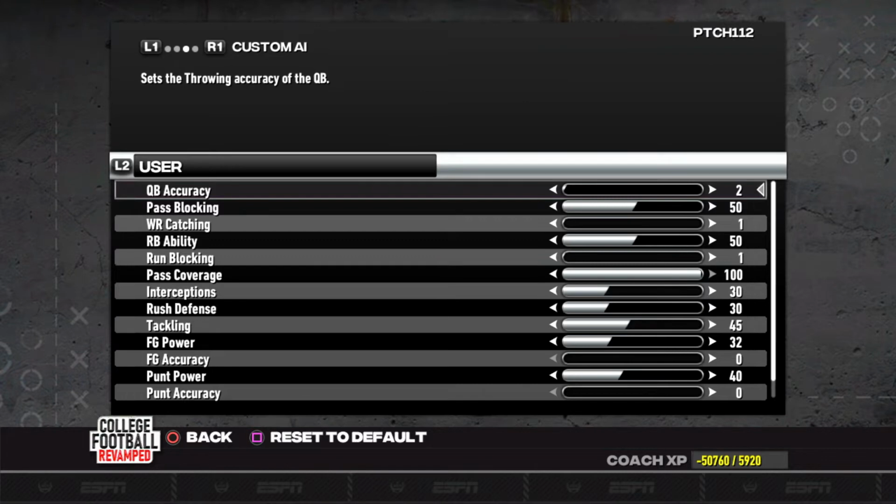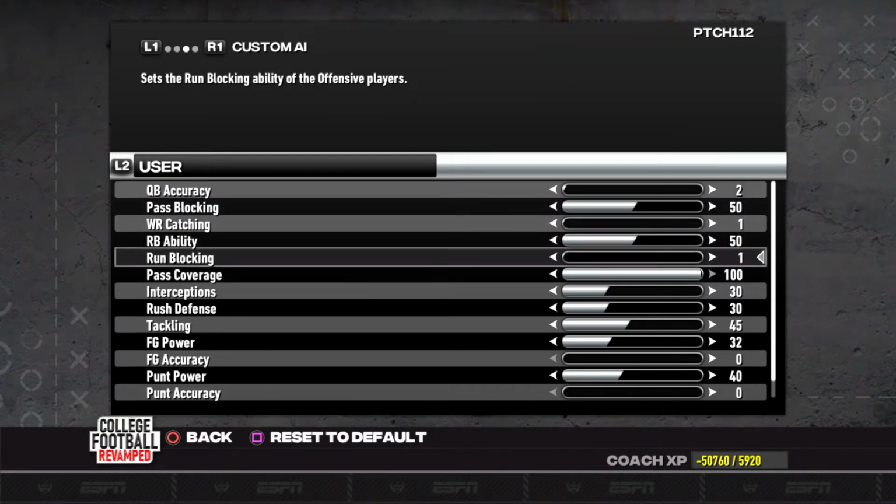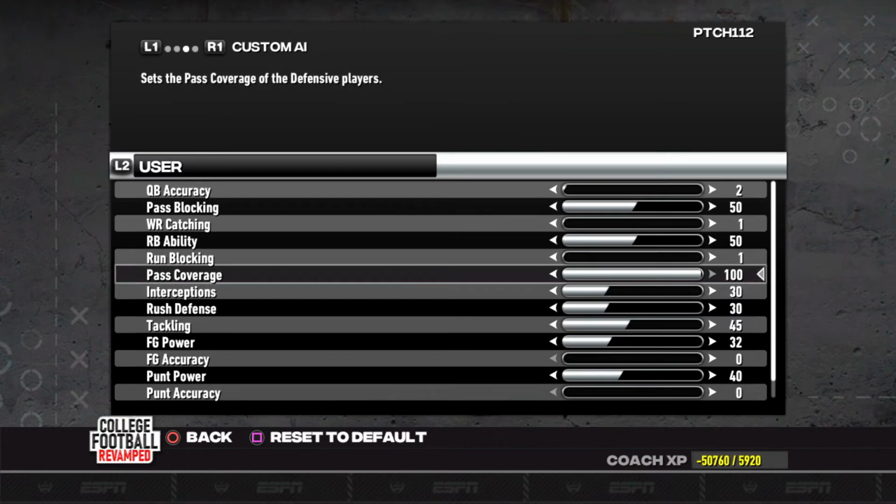But QB accuracy at 2. So especially on the first drive or even after a turnover, throwing a slant is sometimes impossible. We'll throw a 5-yard slant about 15 yards in the wrong direction. Receiver catching at 1, run blocking at 1, and then pass coverage all the way at 100.